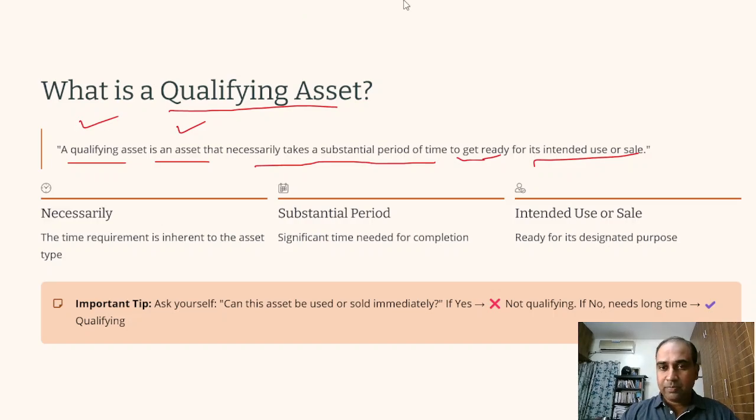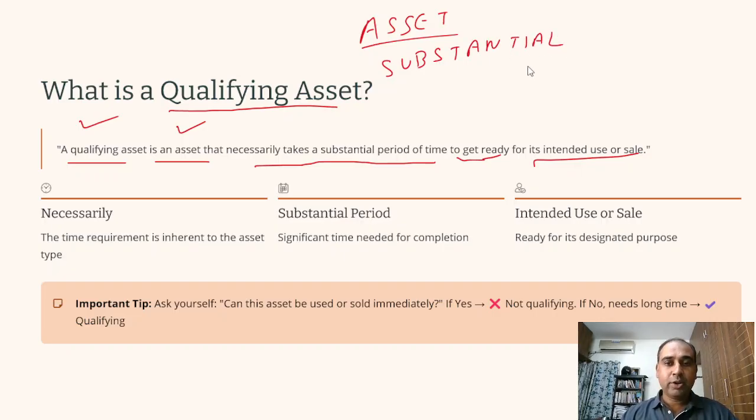So one condition is it has to be an asset. Second condition is it takes a substantial period of time to get ready. So that means something which is already ready cannot be treated as a qualifying asset.